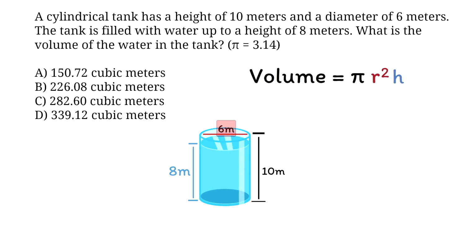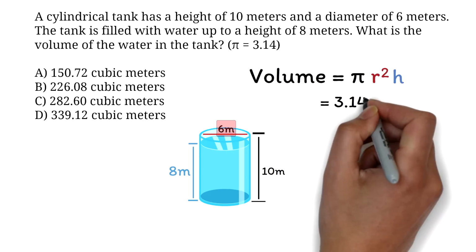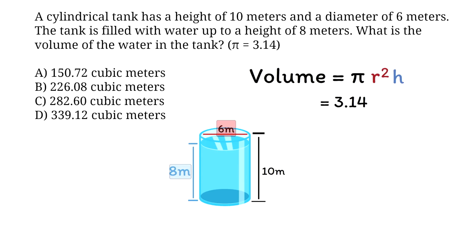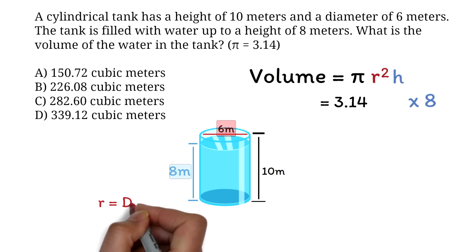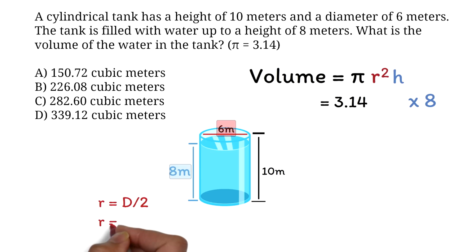Pi has been given to us. It is 3.14. We know the height as 8 meters. We don't know the radius. However, we have been given the diameter of the cylinder as 6 meters. Radius is diameter divided by 2, so the radius is 6 over 2, which is 3. Substituting the values, we have 3.14 times 3 squared times 8.